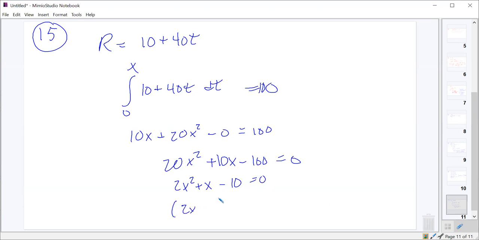And yep, that should factor. It looks like a 5 and a 2 here, a plus and a minus. So x equals negative 5/2, which wouldn't make sense, or x equals 2 hours after it opened. When did the beach open? 8 a.m., so it must be 10 a.m. Choice B. Everybody good there with 15? Any questions on 15?